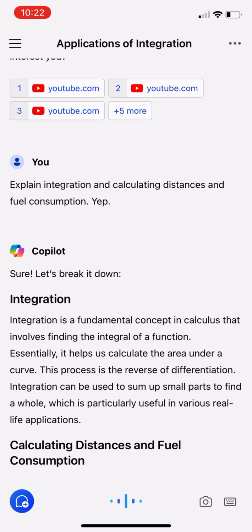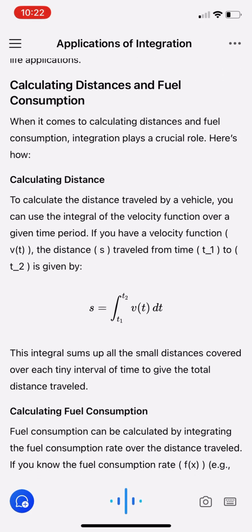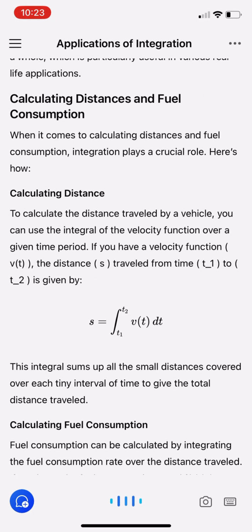Integration can be used to sum up small parts to find a whole, which is particularly useful in various real-life applications. Calculating distances and fuel consumption. When it comes to calculating distances and fuel consumption, integration plays a crucial role. Here's how. Calculating distance. To calculate the distance traveled by a vehicle, you can use the integral of the velocity function over a given time period.